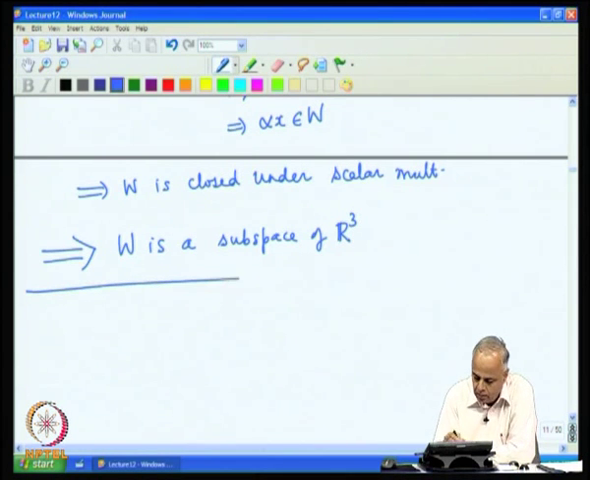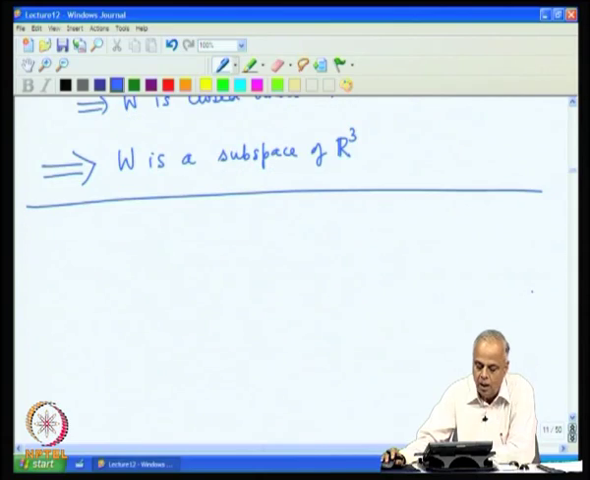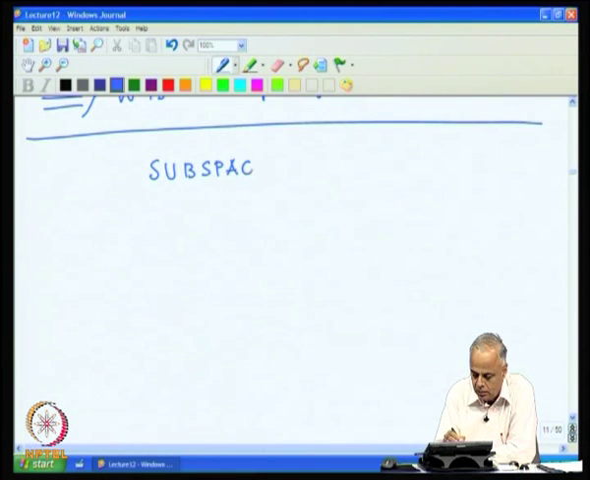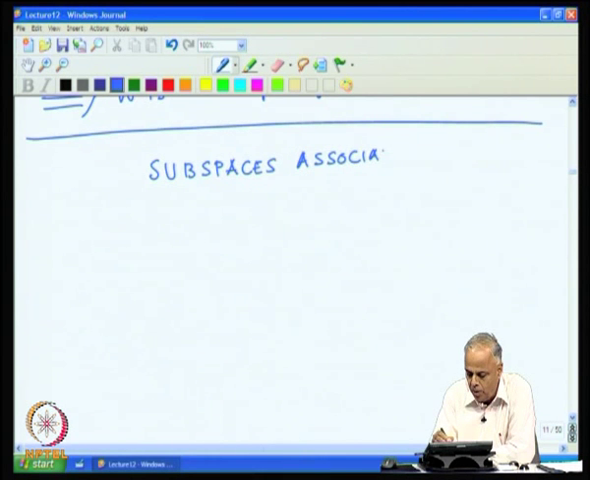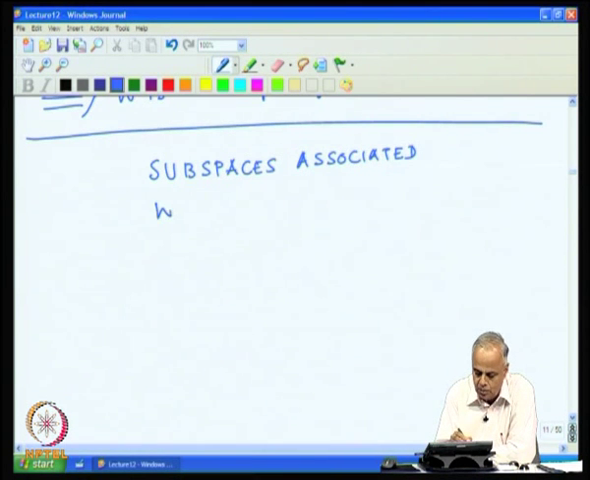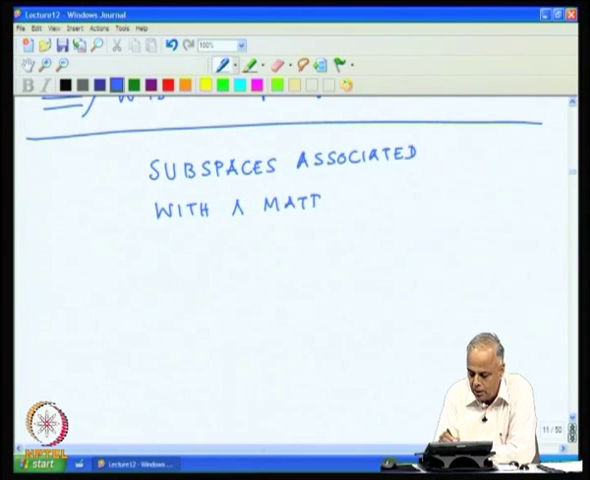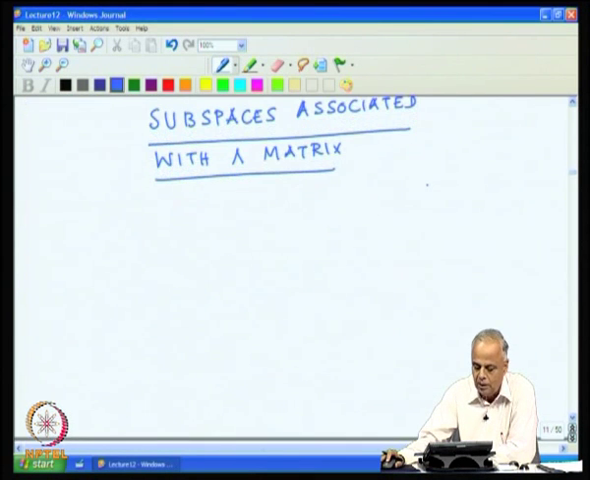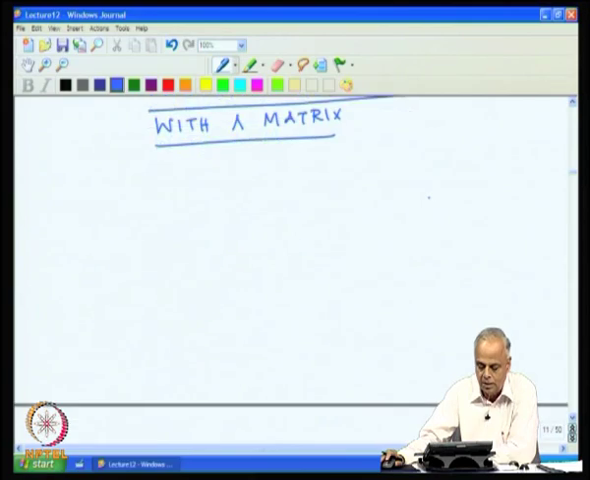Now, we can generalize this. This leads us to certain subspaces associated with a matrix. We are going to look at a number of subspaces associated with a matrix, and these are the subspaces that are going to help us in the analysis of the various questions that we raised about a matrix, the systems of equations, diagonalization, decomposition, etc.